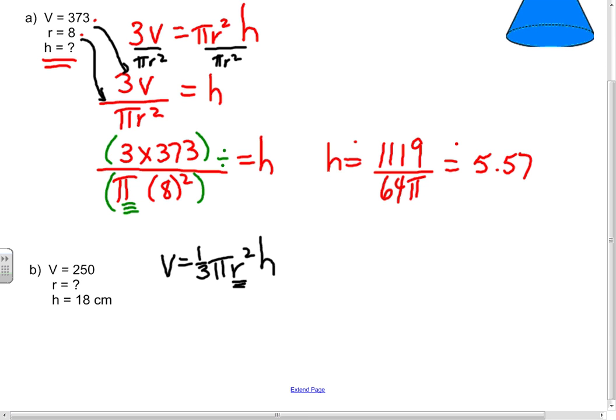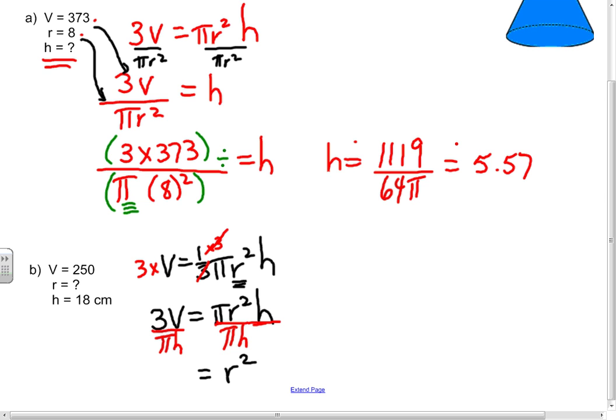So to get rid of times 1/3, I am going to multiply both sides by 3. So my left side becomes 3v equals pi r squared h. I am multiplying r squared by pi and by h. So to get rid of multiplication, we divide. So I'm going to divide both sides by pi h. And I am left with r squared equals 3v over pi h.